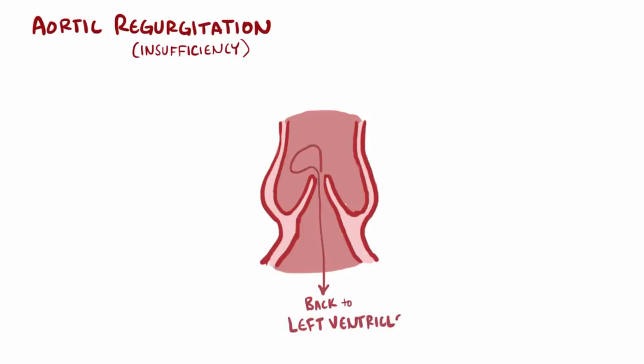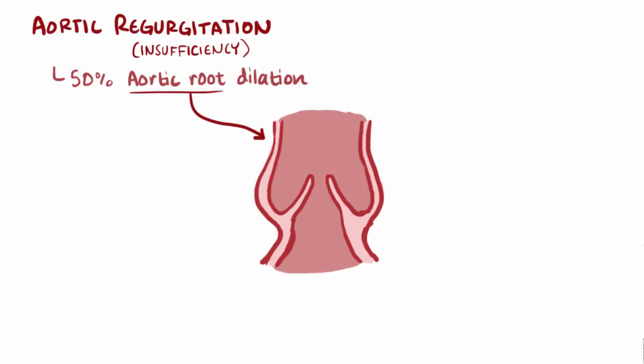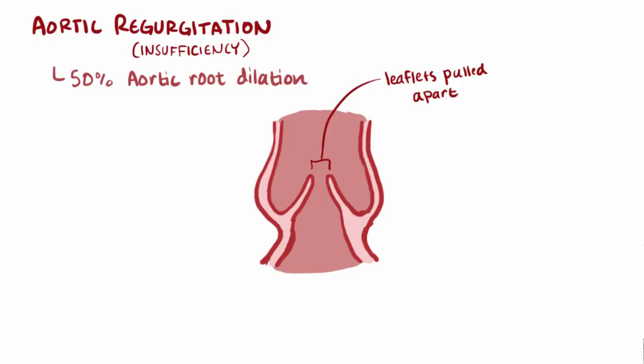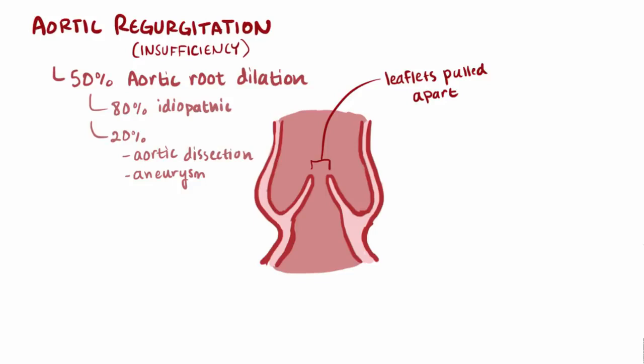About half of cases are caused by aortic root dilation, which is where the root dilates or gets bigger, and in doing so pulls apart the leaflets, making it harder for the valves to fit snugly together and close all the way, and letting some blood flow backward. The vast majority, about 80%, of aortic root dilations are idiopathic, which means that the cause is unknown. The remaining 20% of causes are things like aortic dissection, aneurysms, or syphilis, all of which can ultimately lead to a widened aortic root.